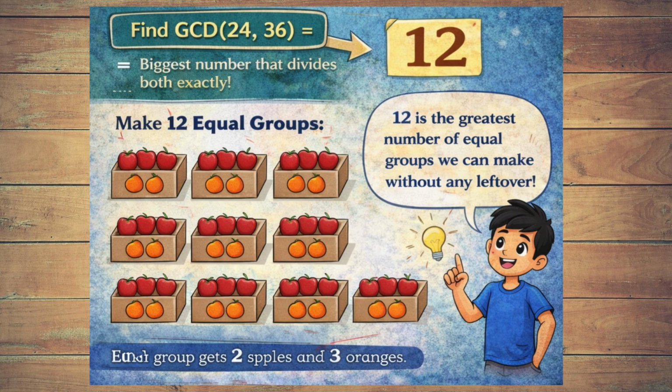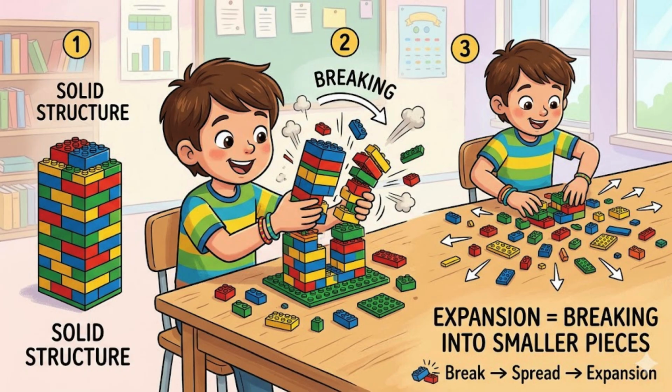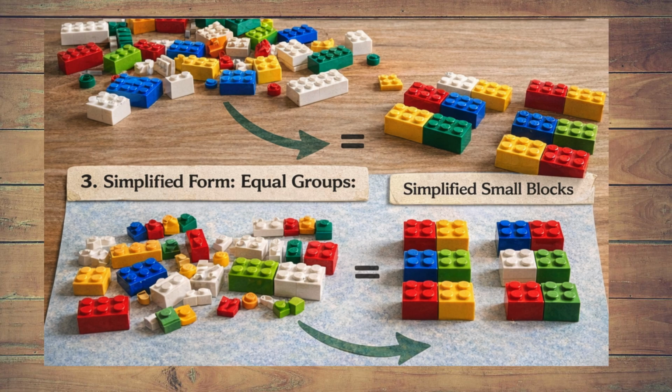You have a bunch of Lego blocks. You want smaller pieces from them. What will you do? You will break them apart. When you break them, they spread into many small pieces. This is called expansion. But our goal is not just breaking. Our goal is to get smaller useful pieces. So first we break the number, then we rebuild it in the simplest form.